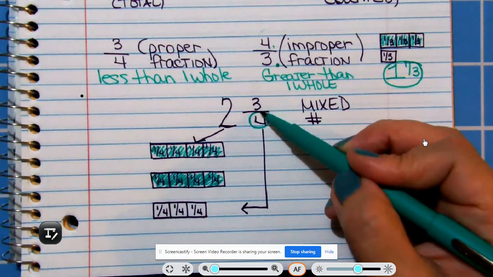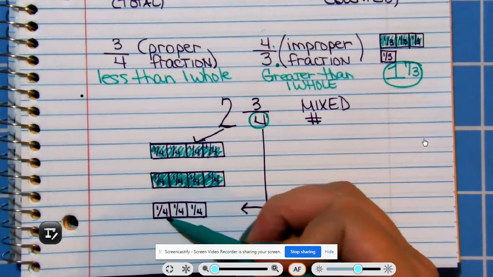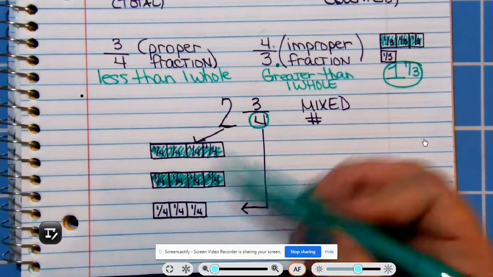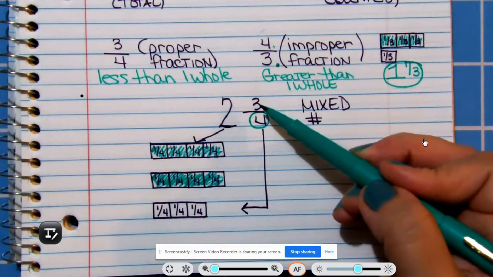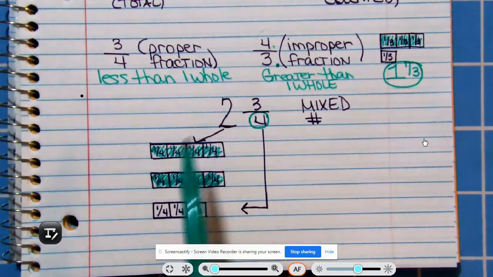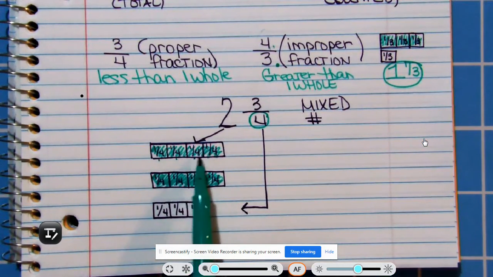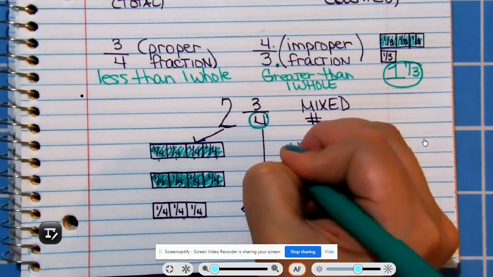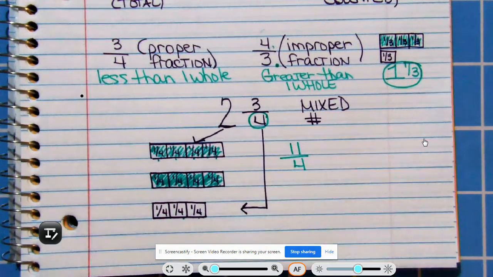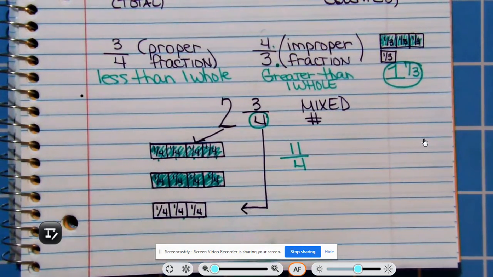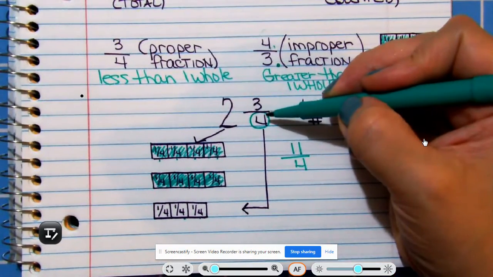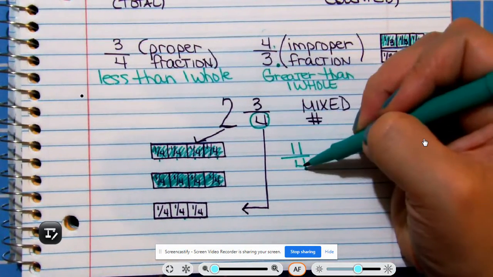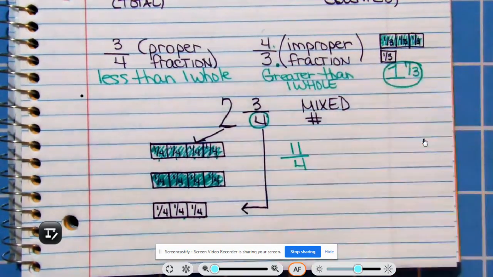Then we have 3 1/4 pieces. 1, 2, 3. So right now it's a mixed number. We can change it to an improper fraction. We have 1, 2, 3, 4, 5, 6, 7, 8, 9, 10, 11 1/4 pieces. So we have 11/4. So 2 and 3/4 is equivalent to 11/4.